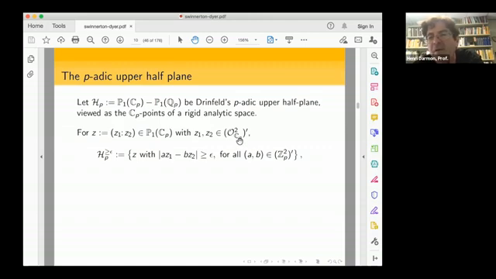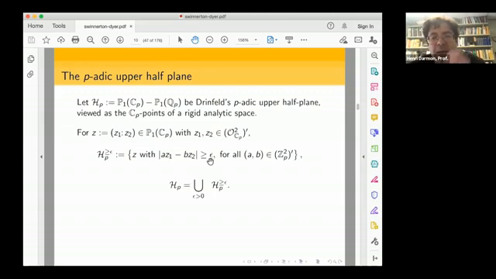And now I'm going to define HP greater than epsilon to be the set of Z's for which this difference, AZ1 minus BZ2, this is the P-adic absolute value, is greater than epsilon for all pairs AB in ZP squared prime. So what this amounts to doing is, this difference here is a kind of distance of the point from the boundary, which is this P1 QP that I've deleted. So if I take points which are at distance epsilon away from this boundary, then I get a subset which is properly contained in the P-adic upper half plane.